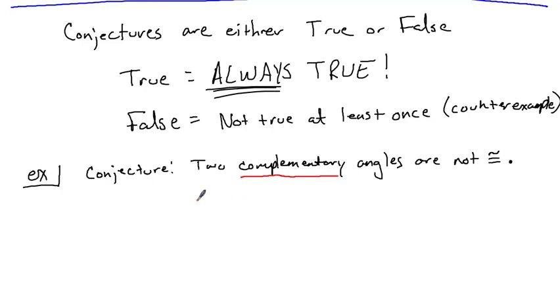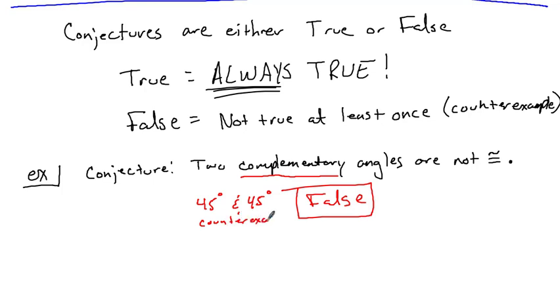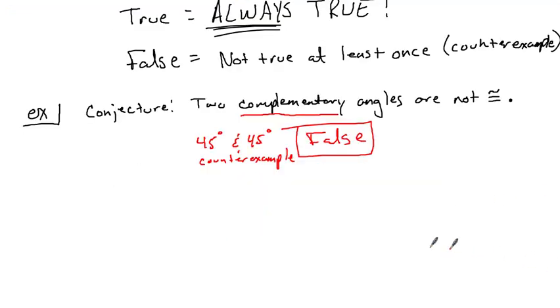So I can think of 45 degrees and 45 degrees. I could have two angles that are 45 degrees each. They would add up to 90, right? But this says that they have to be not congruent. So this is false, and this is my counterexample. So if you're going to prove that something's false, you have to provide the counterexample. You can't just say, no, that's not true. You've got to prove it. You've got to give a legitimate counterexample as to why it's not true.